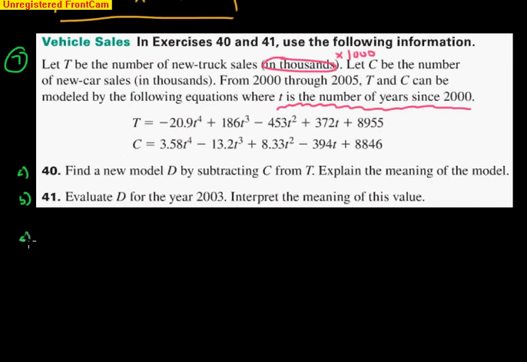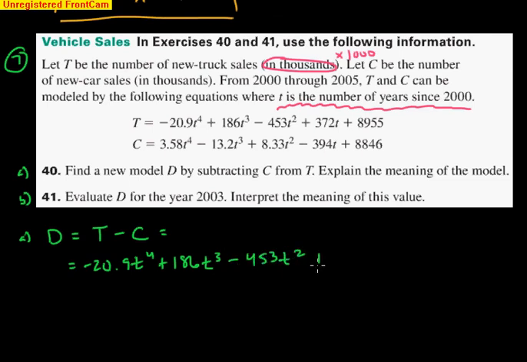Find a new model D. So this is part A. Find a new model D by subtracting C from T. D equals, we subtract C from T. That means we start with T and subtract C. So what does this mean in my problem? Well, I'm going to go to the next line so I have enough room. So what does this equal? Well, T stays the same. Negative 20.9 T to the fourth plus 186 T cubed, minus 453 T squared plus 372 T plus 8,955.